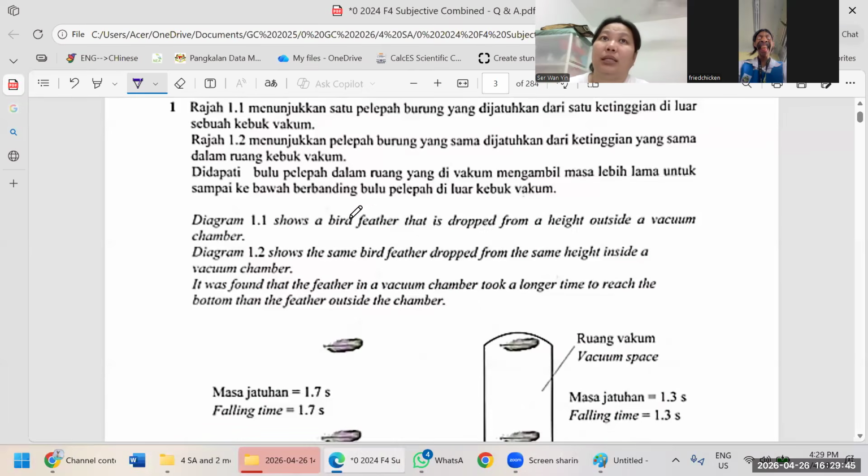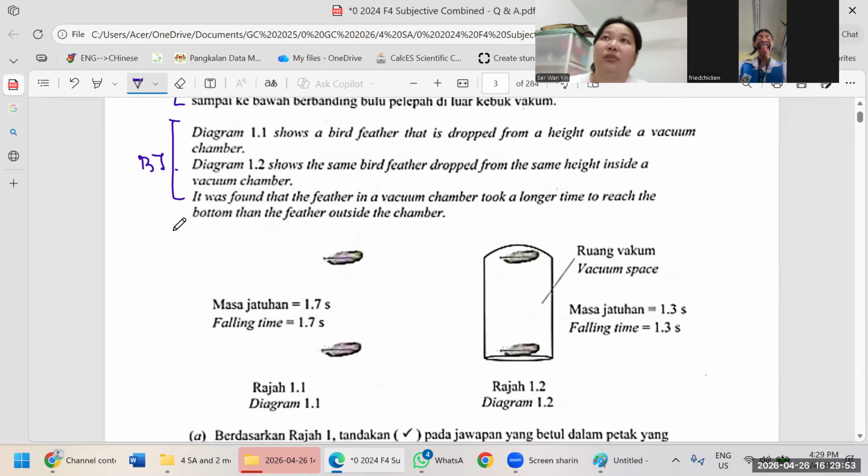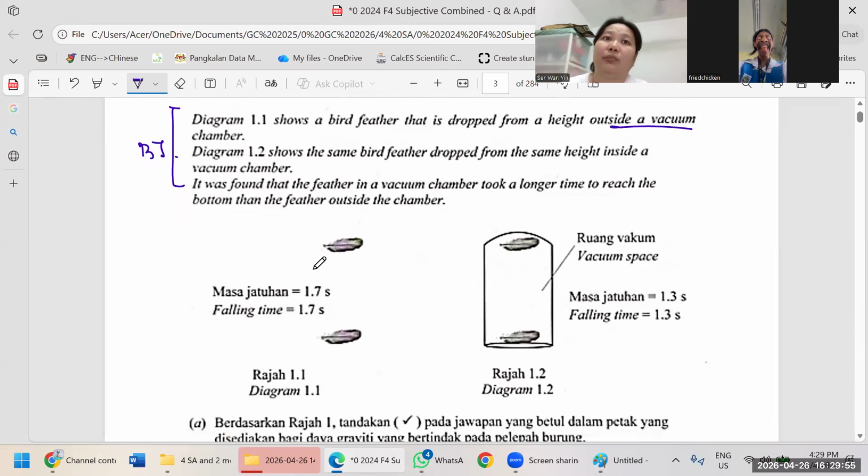So this one is, nowadays, PM on top, BI at the bottom. A bird's feather drops from a height outside the vacuum. And this is the same feather dropped from the same height inside the vacuum. This one drops in free fall.